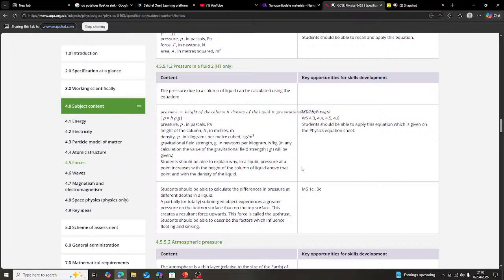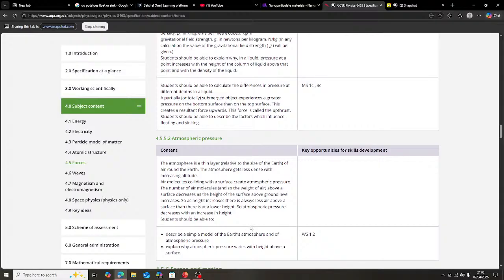Distance time graphs. We don't need to know that. That's boring. Acceleration. No, atmospheric pressure. Oh my god, I almost forgot.